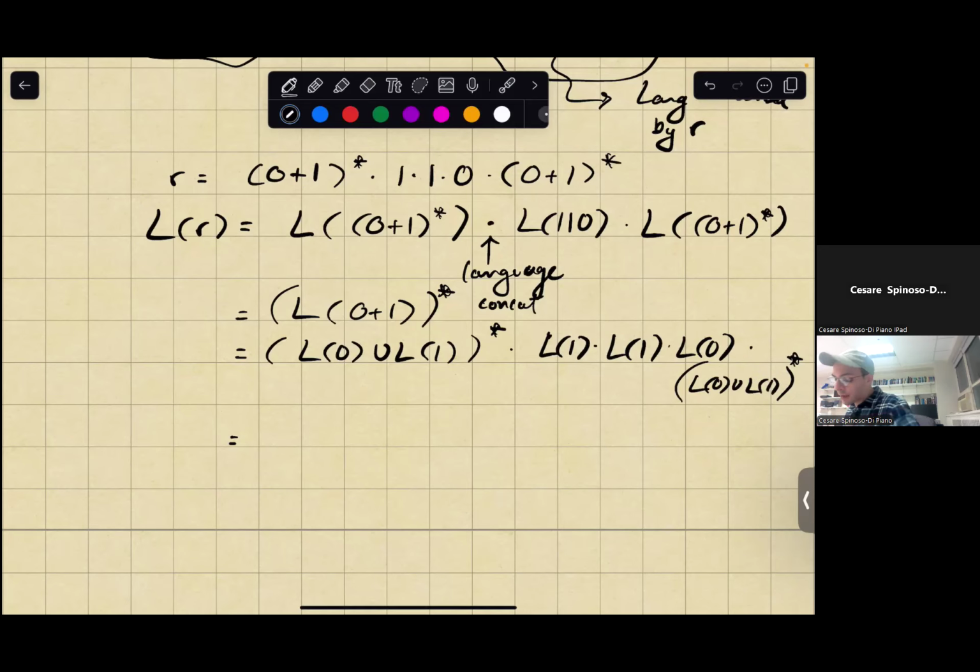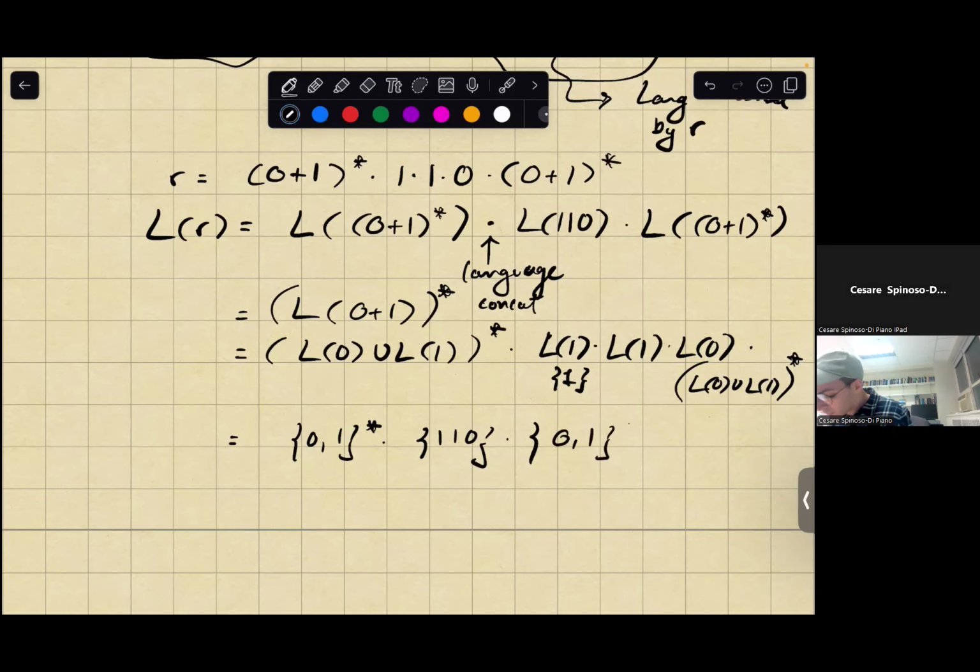Okay. And then again, this becomes the set containing 0. So I'll just write (0, 1) whole star, right? And then L of 1 is just 1. So now it's the language containing the string 1 concatenated with the language containing the string 1. If you remember the language concatenation operation from tutorial 1, then this just becomes 110. And then it's the same thing here and here in terms of the language. So this is (0, 1) star.